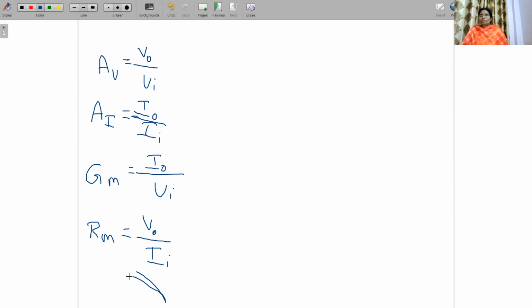After tomorrow's class, we have to discuss the generalized block diagram of the negative feedback amplifier, and then what feedbacks are used in the networks. Okay. Today I have to stop here, and tomorrow we will continue in the next class.